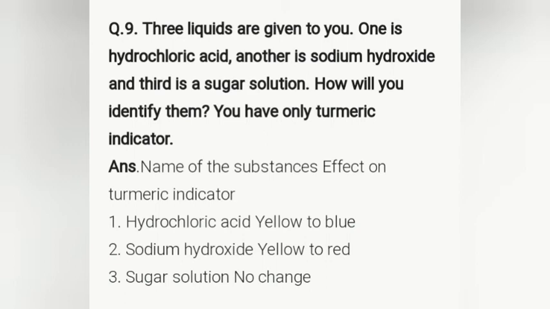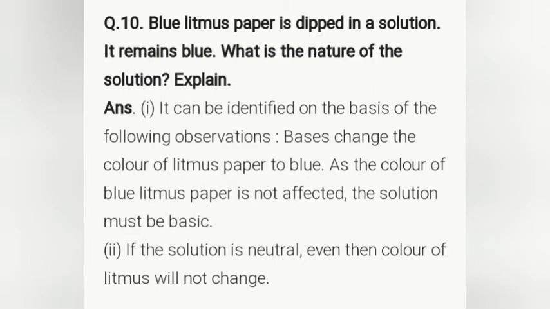And the tenth question is: blue litmus paper is dipped in a solution, it remains blue. What is the nature of the solution? Explain. It can be identified on the basis of the following observations. Bases do not change the color of blue litmus paper. As the color of blue litmus paper is not affected, the solution may be basic. If the solution is neutral, even then the color of litmus will not change.